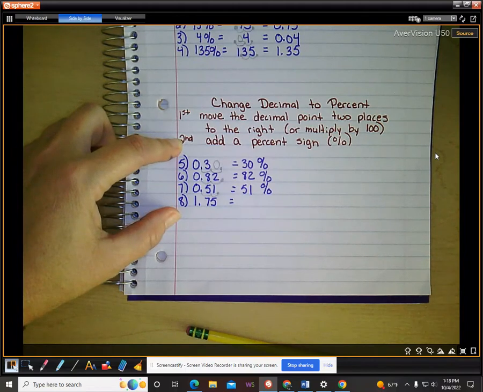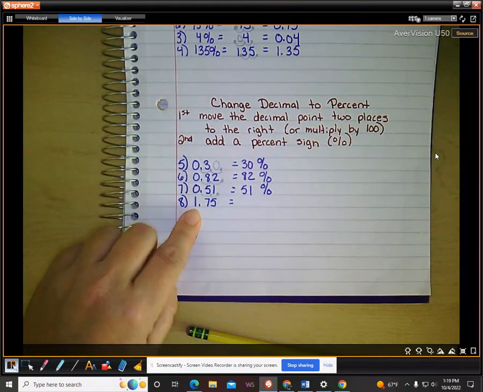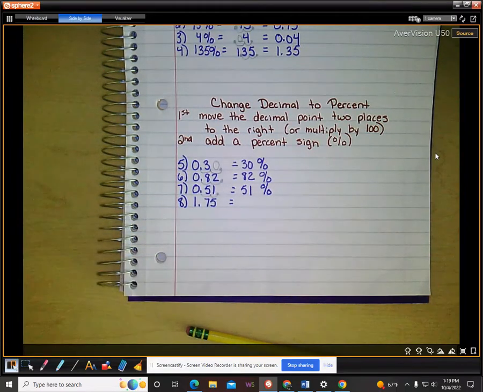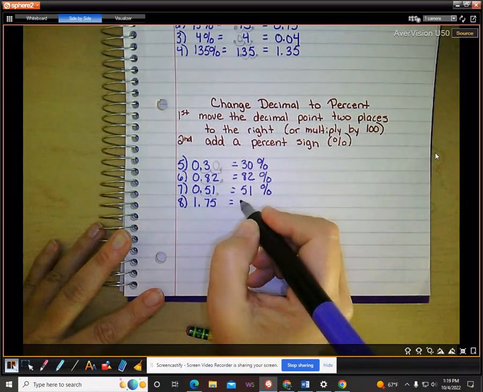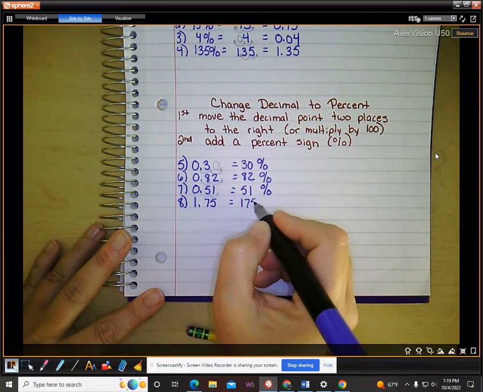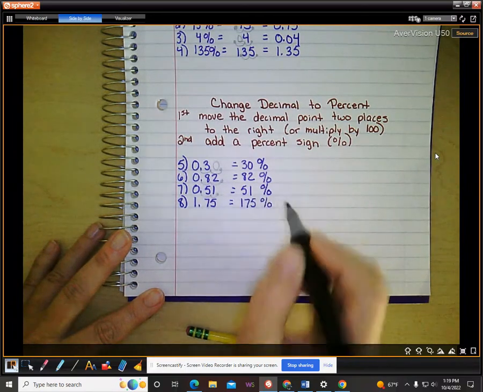So again, think about what a common sense answer would be. So Jeremiah, our percent is going to be greater than what? 1. It is, because our number is bigger than 1. So Jeremiah, what would our percent be? 175%. Yes. And you need your percent sign, otherwise it would be wrong.